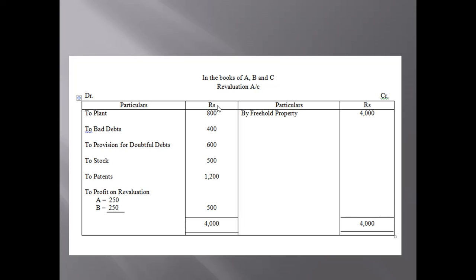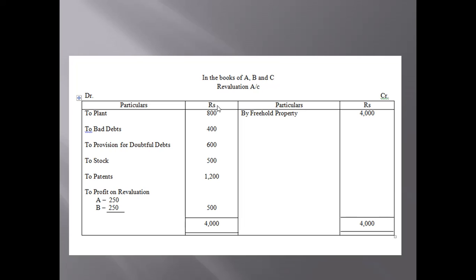You just let me know what kind of video you want, what type of question you want, what topic I should explain to you. I will do it. Anyway, the 500 will be the balance here on the debit side. So this 500 will be distributed between A and B equally, that is 250 rupees for A and B each.